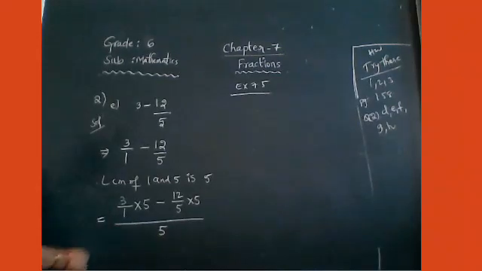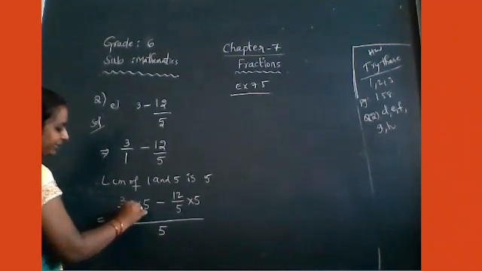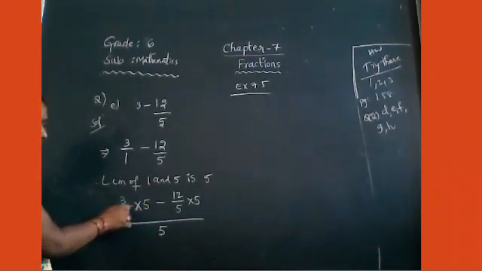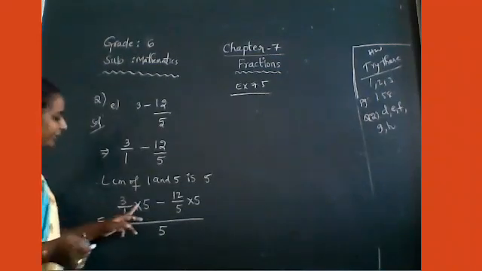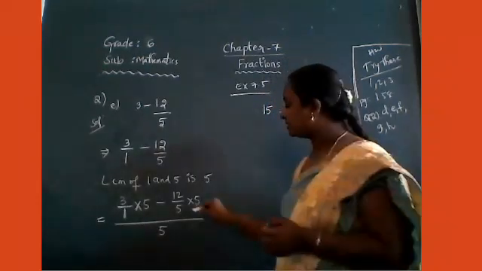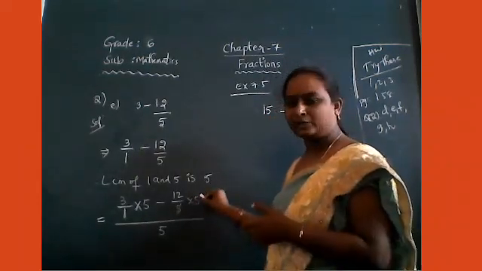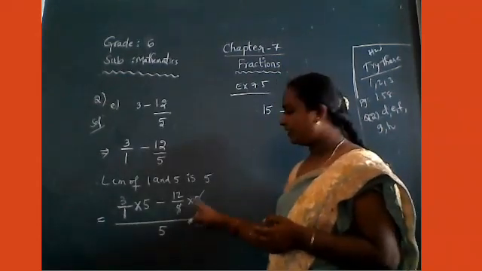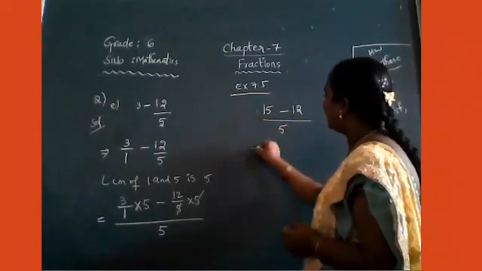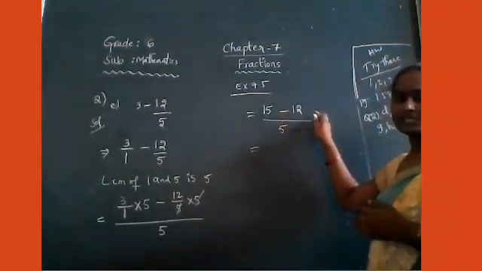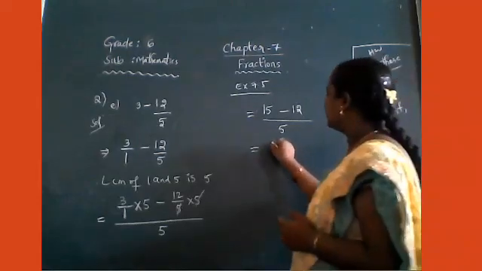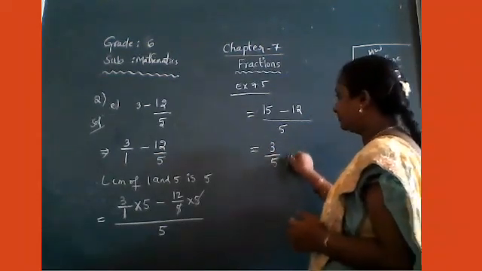After simplifying, here 1 is in the denominator and 5 in the numerator, so it is not cancelled. Directly you can multiply. That is 3 into 5. How much? 3 fives are 15. Next, minus, 5 in the denominator and 5 in the numerator, both will cancel. So what is the remaining value? 12 by 5. Now 15 minus 12, we have to subtract here. 15 minus 12, how much? 3 by 5.